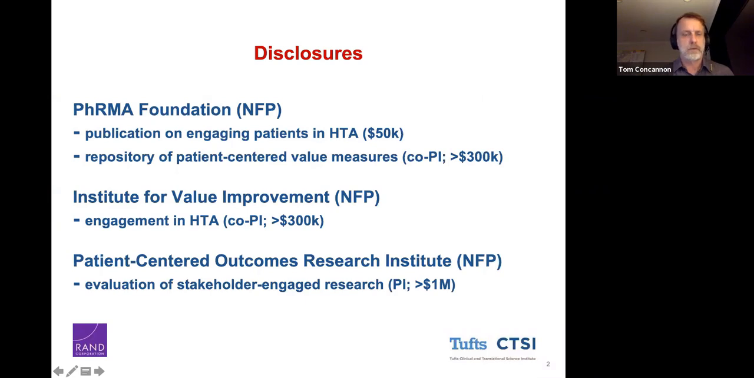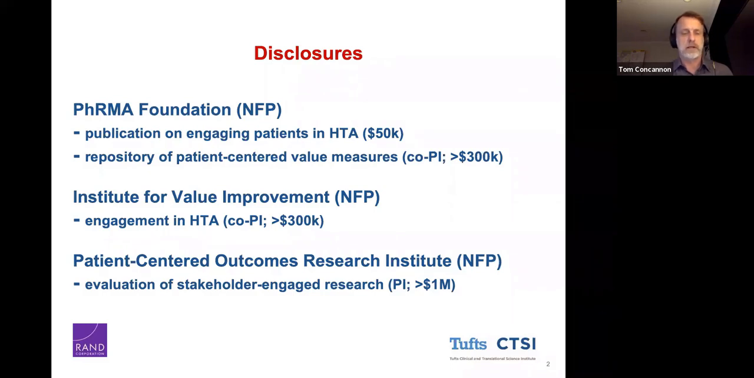I have a few disclosures to make before starting. I do hold several research grants with not-for-profit organizations that do have links with industry. The first is the Pharma Foundation, that's the Pharmaceutical Research Manufacturers Association. Their nonprofit arm that's focused on research activities. I have this year with a colleague at RAND published a paper on engaging patients in health technology assessment that won an award in a competition sponsored by Pharma.